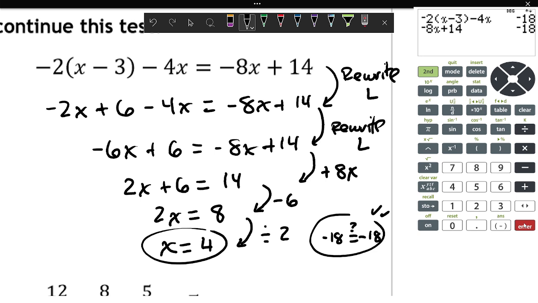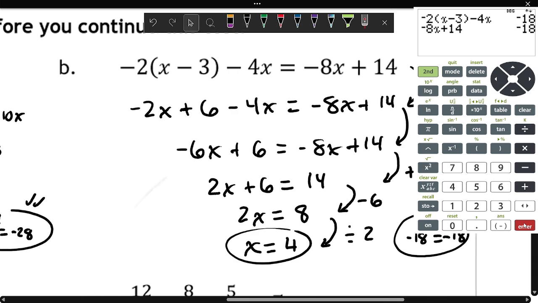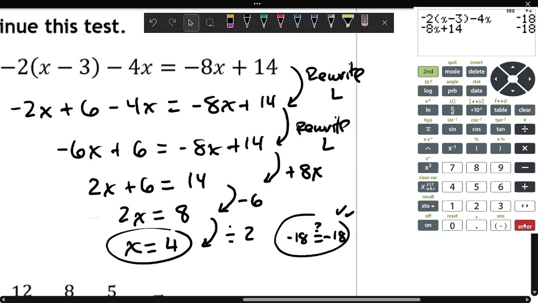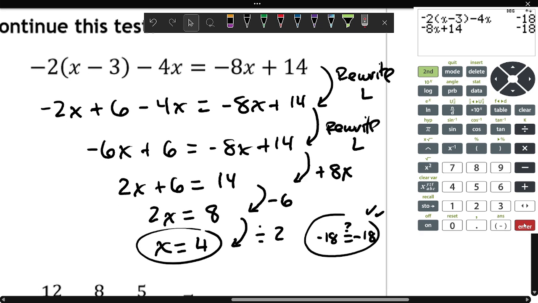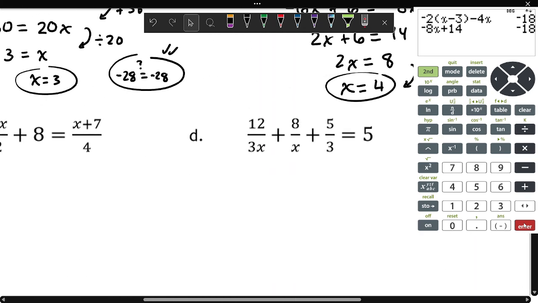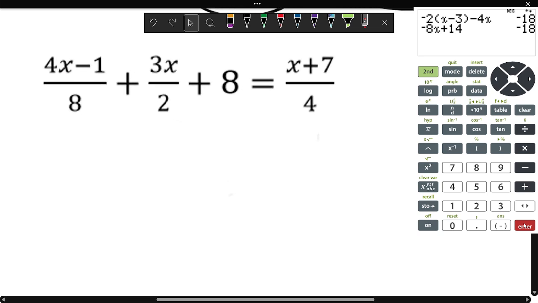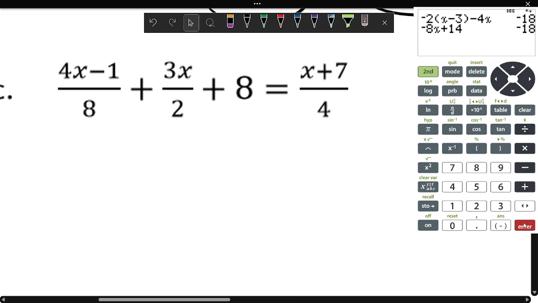So x is 4 as a solution. All right, the next two involve fraction busters. And I did these in class, but I had to do them kind of quickly. So I'm going to go a little slower here, give you an opportunity to see this maybe better.